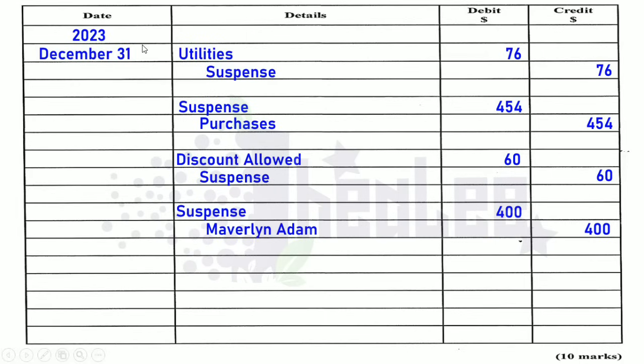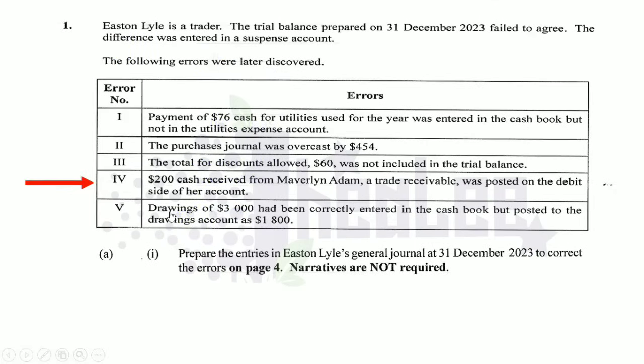Let's move into the final error, and that is drawings of $3,000 had been correctly entered in the cash book, but posted to the drawings account as $1,800. Now, once there is drawings, it means that that's an increase in the drawings, so you have to debit the account. We're seeing where only half of the entry was correct because it's saying that it was posted correctly to the cash book. So it means that the credit entry was done accurately.